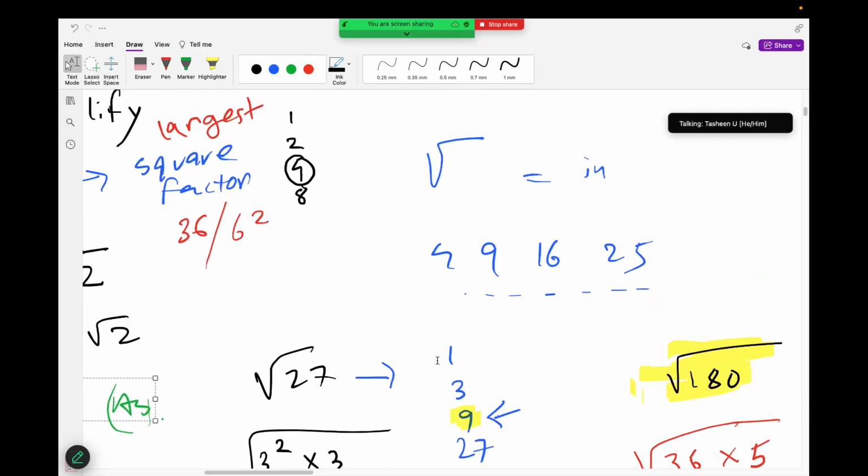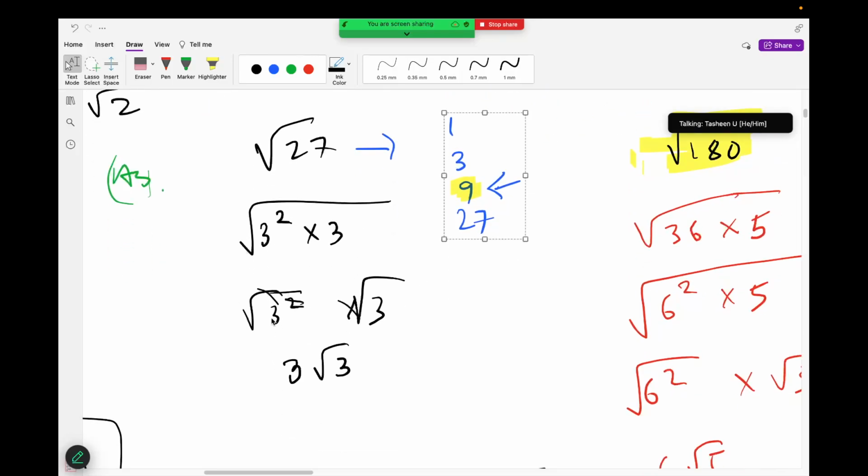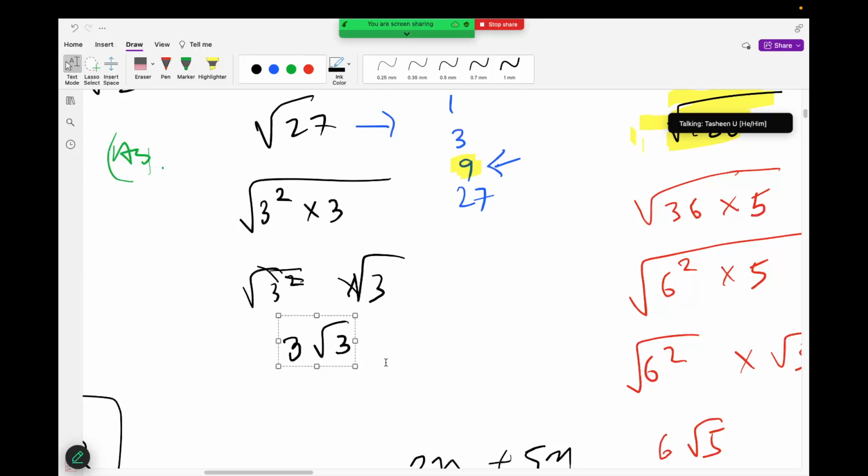Okay. Then we have root 27. These are the factors of 27. The largest square factor is 9. Write it as root 9 into root 3. 9 can be written as 3 square, so this becomes 3 root 3.